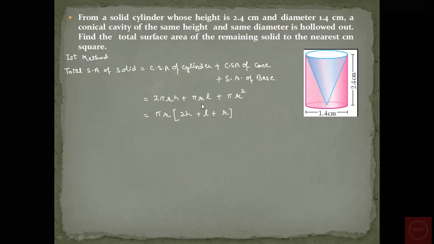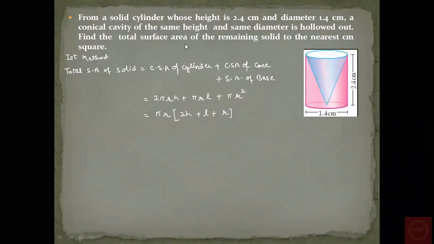Curved surface area of cone is pi r l. Surface area of base is in the shape of a circle, and the area of a circle is pi r square. So pi r is common because they both have the same diameter and a height. So we have to find l. l is your slant height. Slant height can be found as the square root of h square plus r square.